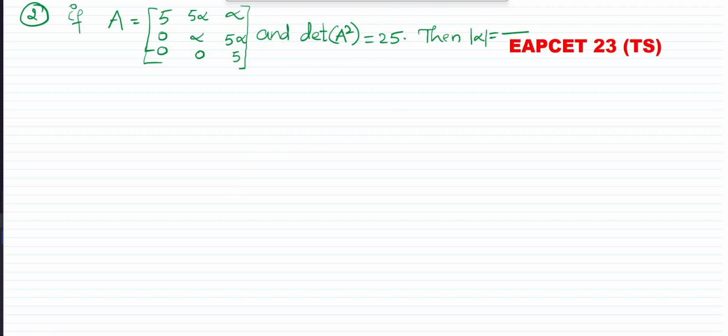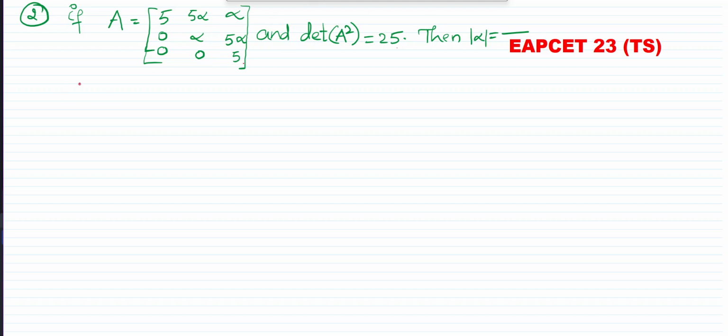This is second question from Matrices PYQs 23 TS. Here is given capital A is equal to first row 5, 5 alpha, alpha, second row 0, alpha, 5 alpha, third row 0, 0, 5, and det A square is given as 25. Then find the value of mod alpha.